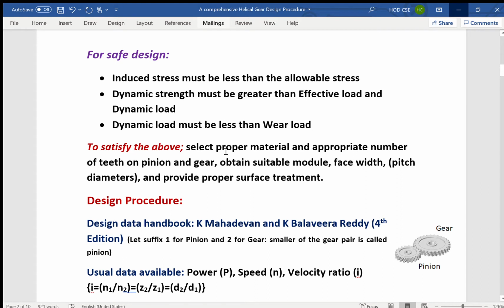To satisfy the above, we need to select proper material and appropriate number of teeth on pinion and gear, and we need to obtain suitable module and face width, which lead to pitch diameters, because pitch diameter is equal to Z into M, that is number of teeth multiplied by module, and we need to provide proper surface treatment.